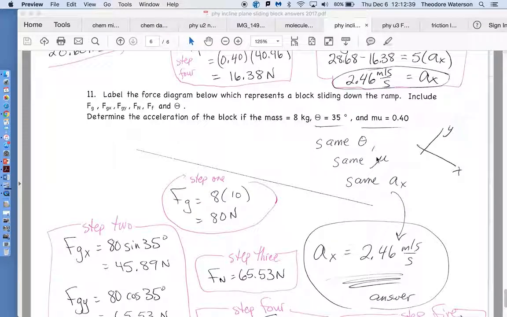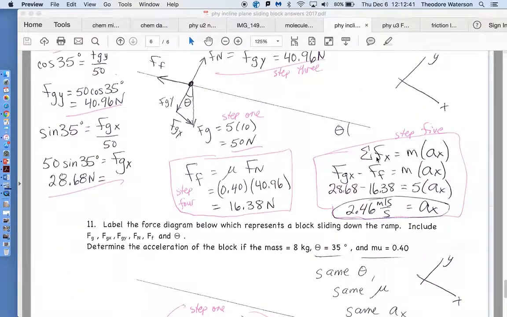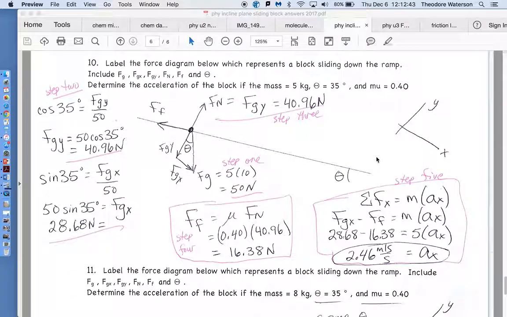I hope that helped a little bit, but for the quiz, the steps you want to follow are: draw your picture, find your weight, step 1. Draw your triangle, step 2. Figure out the normal force, which balances the FGY, step 3. Find the frictional force, step 4. Subtract that frictional force from the component of its weight that pulls it down, divide it by the mass, and you'll have your value for acceleration.